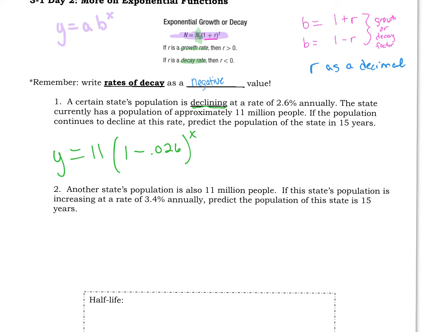If you want to leave the equation written in that format, you can. If you feel like you want to actually figure out what 1 minus 0.026 is equal to and then rewrite that, I don't know what that is. Someone tell me. Y is equal to 11 times, what's 1 minus 0.026?